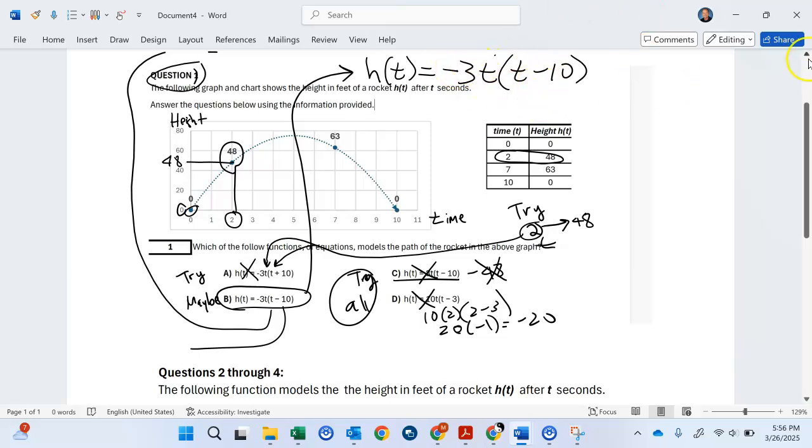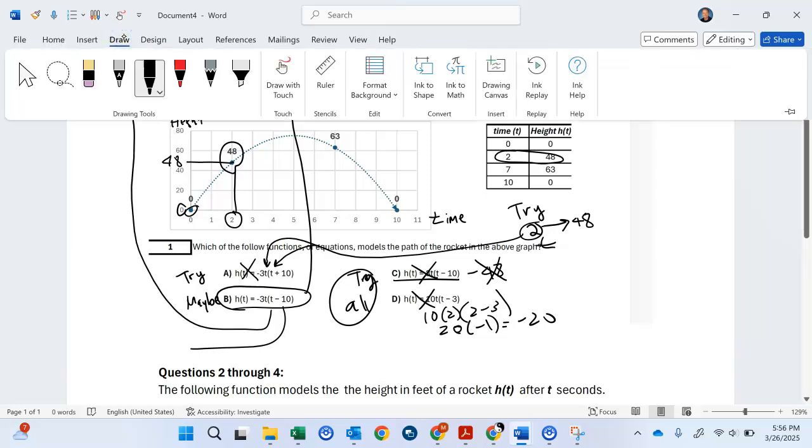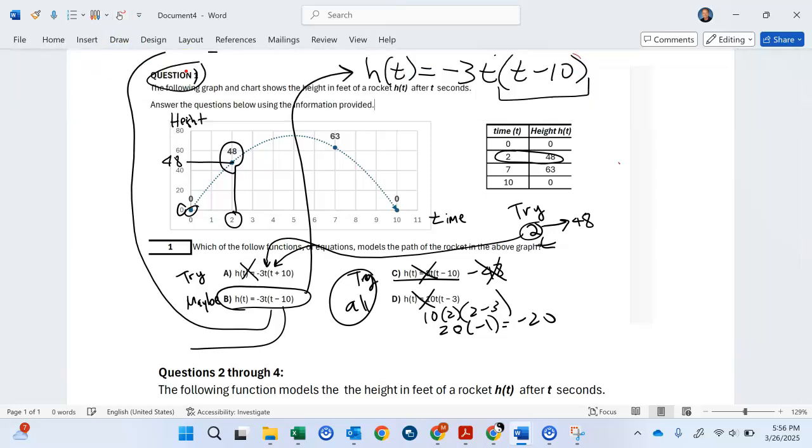So the way the equation works, okay, is this part in parentheses, the t minus 10, it's always going to be minus 10. This 10 is always going to match the 10 right there. So that lets me know that it starts at 0, goes up in the air, and it's going to come down at 10 because of this number here, okay?